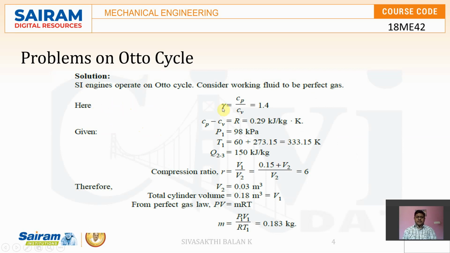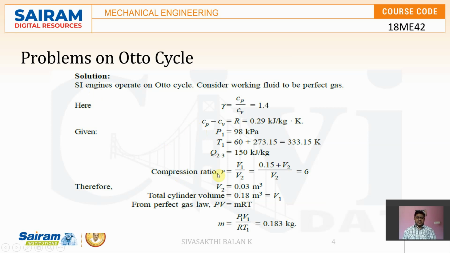Here they have given the gamma value as Cp by Cv. We know gamma is Cp by Cv. For an isentropic process the value of gamma is always 1.4, and we also know that Cp minus Cv is equal to R, the gas constant. Substituting these two values given in the problem, you will get 0.29 kilojoules per kilogram degree Kelvin. Pressure is given, and temperature is given in degree centigrade; convert that into degree Kelvin by adding 273.15. Heat input Q2 to 3 is also given.